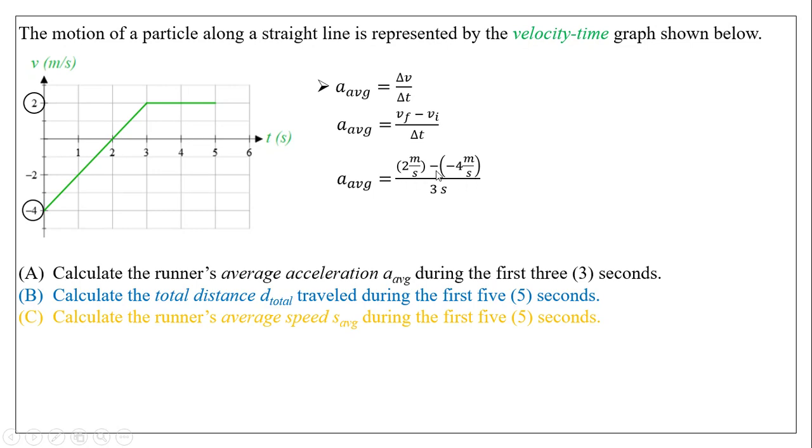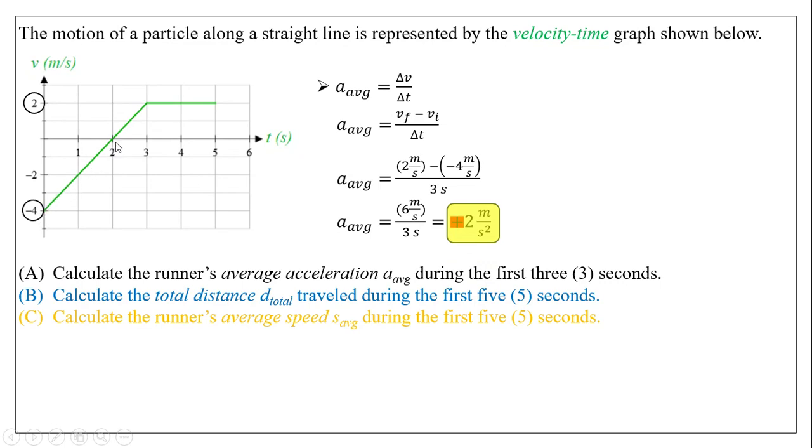All right, so here we have 2 minus a -4, a negative and a negative makes a positive. So here we have 2 plus 4. So therefore the numerator becomes 6, and then the denominator is just 3 seconds because it wants us to go for the first 3 seconds. 6 divided by 3 is 2. Here I've included the direction because it asks for average acceleration, and acceleration is a vector, so the answer would be a positive 2 meters per second squared, which makes sense.